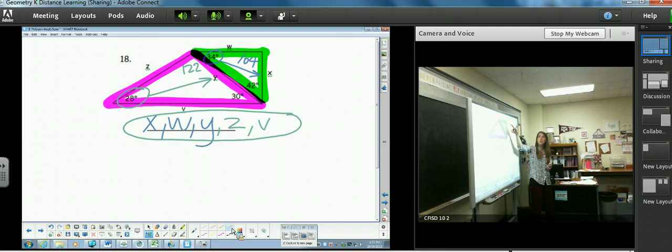Number 30. This is a good thinker kind of problem. If the base of an isosceles triangle is 10, let's all draw an isosceles triangle with a base of 10. What is the shortest possible integral? What does that word mean? Whole number. Not interval, but integral.